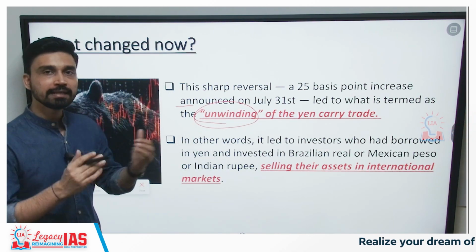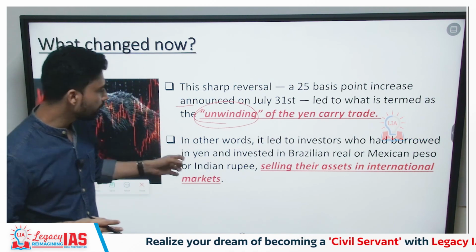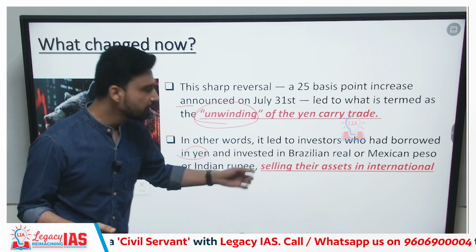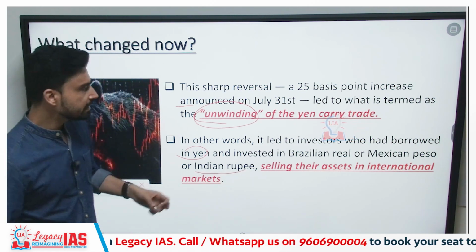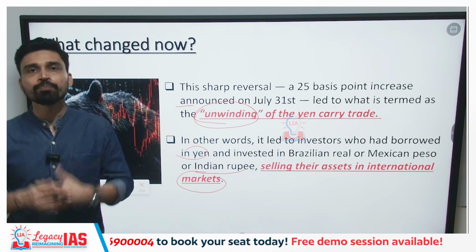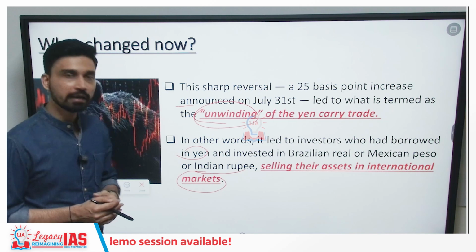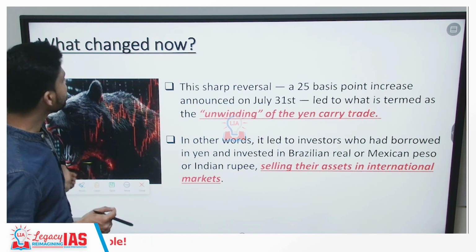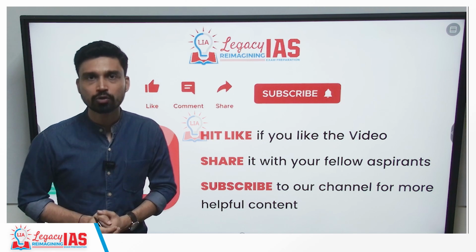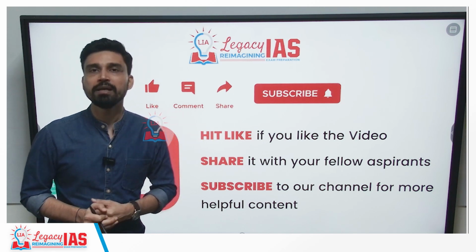Unwinding means that investors who had earlier borrowed in yen and invested in, let us say, Brazilian, Mexican or Indian assets, are now selling their assets in the international market because their profit margin will be reduced, and they also cannot be sure how long Japan will be able to maintain this interest rate. It is these reasons that have triggered a massive sell-off in stock markets all across the globe, and that is why the stock markets of all countries, including India, have been bleeding in the past 2-3 days.